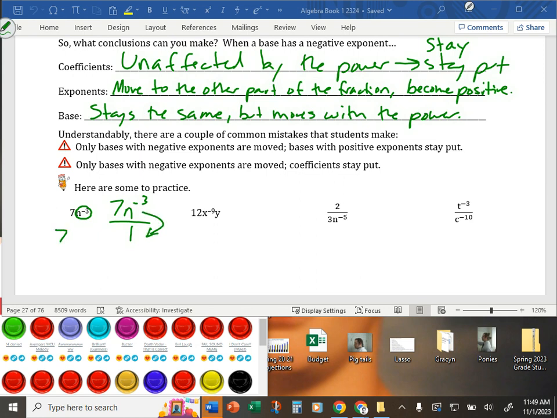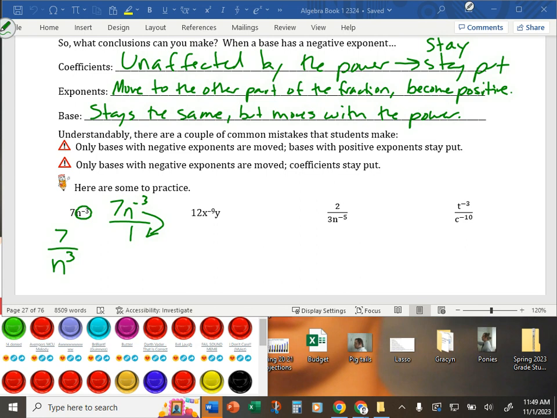The 7 stays put. It's a coefficient. Nothing happens. But then in the denominator, it becomes n to the positive third. And it changes from negative to positive because you moved it. It was in the wrong part of the fraction. You moved it to the correct part of the fraction.